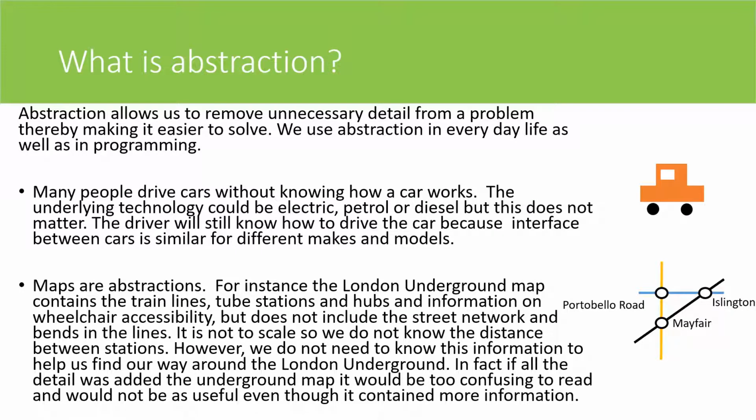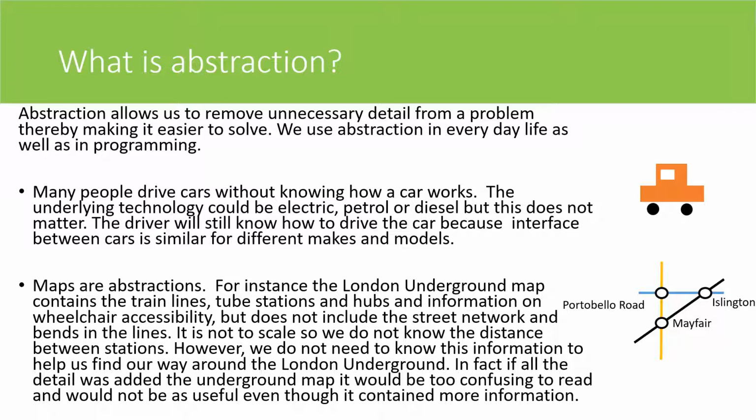So abstraction allows us to remove unnecessary detail from a problem. This also makes our problems easier to solve. We use abstraction in everyday life as well as in programming. For instance, when we're driving a car, we're not really that interested in what the underlying technology is. It could be electric, petrol, or diesel, but that doesn't really matter to us. Those details are abstracted away because the driver experience is just the same whether you're driving an electric, petrol or diesel car, because the interface between different makes and models of cars is quite similar.